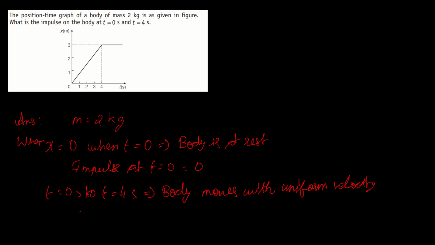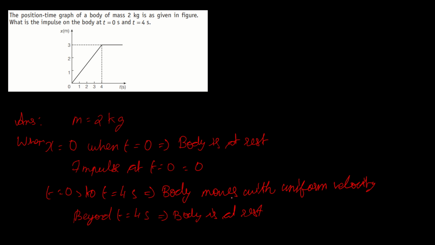Also, beyond t is equal to 4 seconds, the graph is a straight line parallel to the time axis, which means at that time the body is at rest. That is, v is equal to 0 at that time. Beyond t is equal to 4 seconds, the body is at rest, since the position time graph is a straight line parallel to the x-axis, that is the time axis.